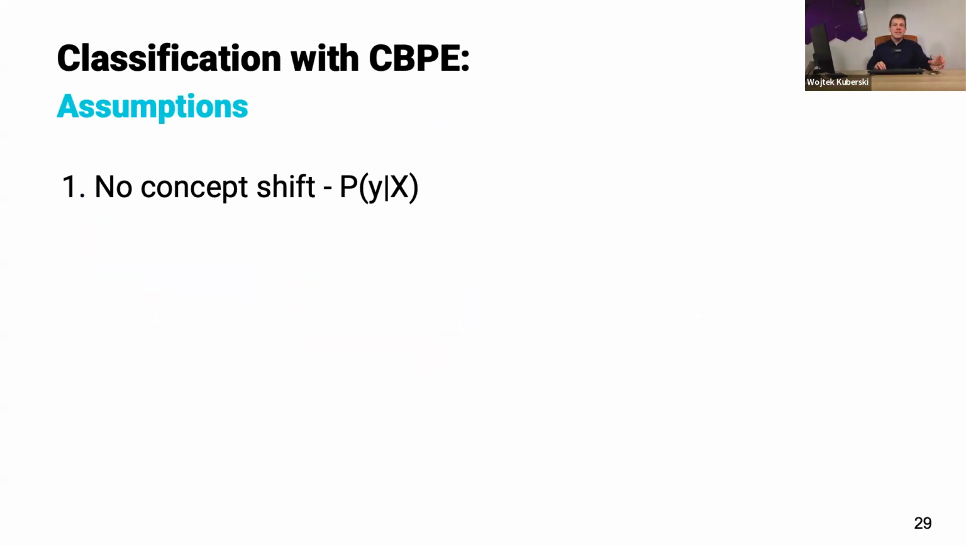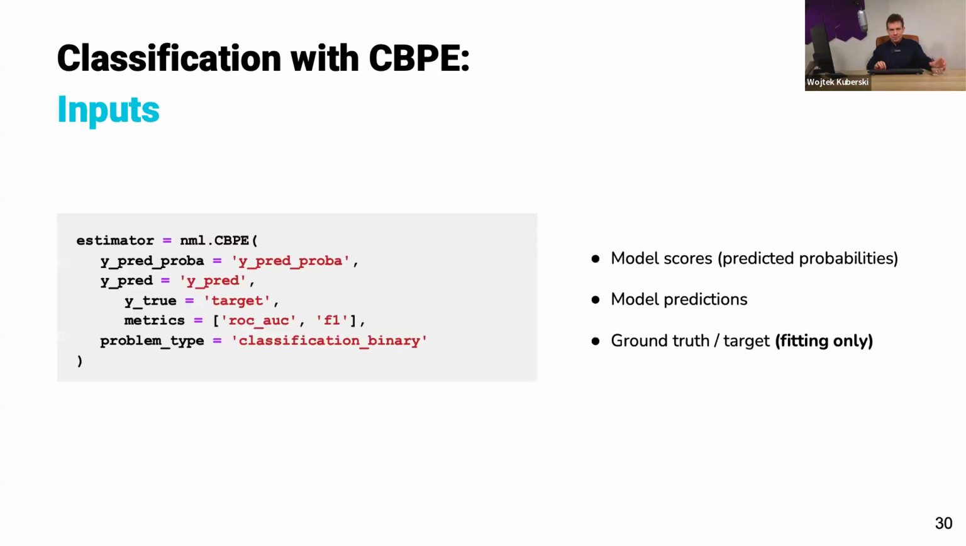The assumption is exactly the same thing. There's no concept shift. Inputs are very similar to DLE, but I wanted to mention one specific thing here, which is that we not only need the model predictions, 0 or 1 for a binary prediction use case, but we also need the model scores or the model predicted probabilities, because we're going to be leveraging those instead of building our model. We're going to be leveraging those to estimate the uncertainty of each prediction. And then the last thing is that we need the targets for the reference data set, just as before.